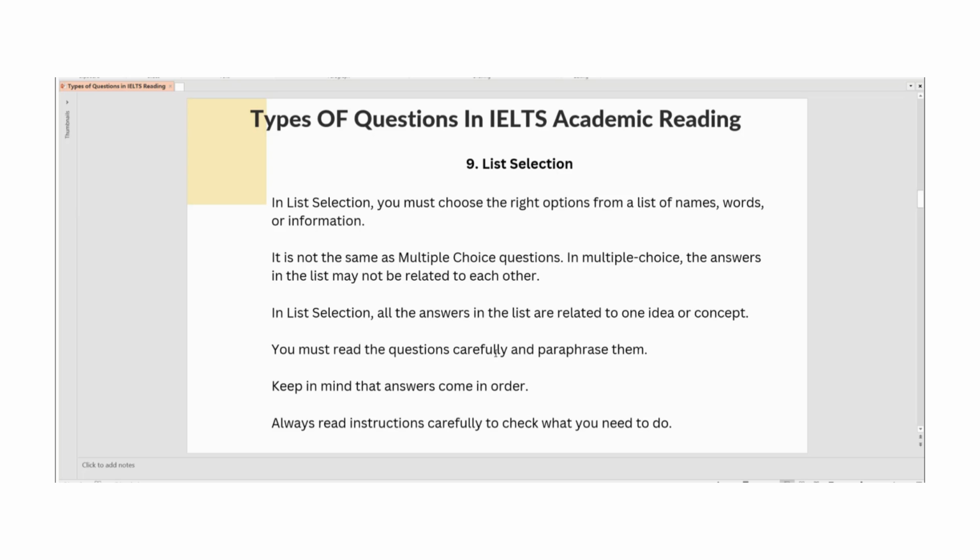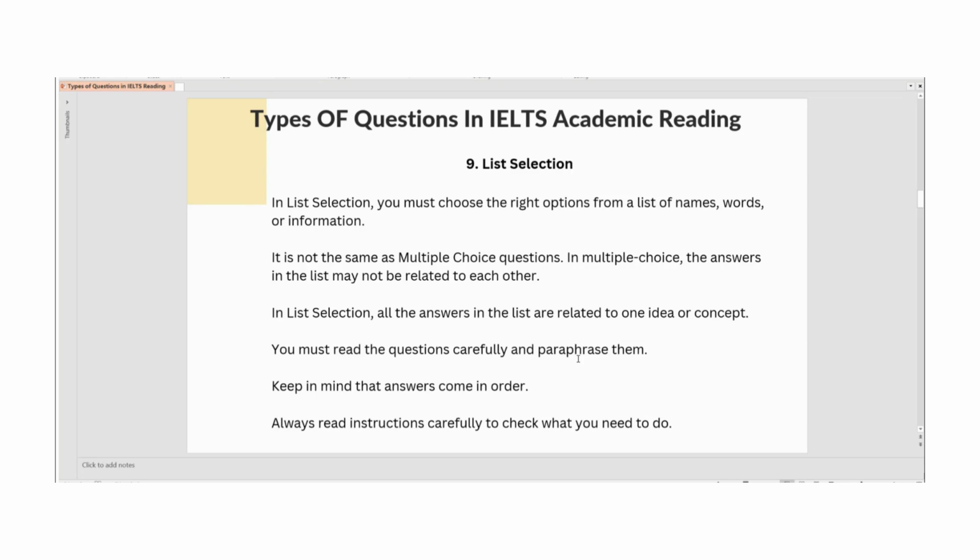You must read the questions carefully and paraphrase them. I have told you many times that the questions are usually rephrased. They don't have the same wordings as used in the passage, so you can rephrase them to understand their meaning or analyze them or try to understand what their point of view is. Keep in mind that the answers do come in order as I explained in the previous question types. What does that mean? That the questions will be in order, so you can find the answers in the passage in descending order.